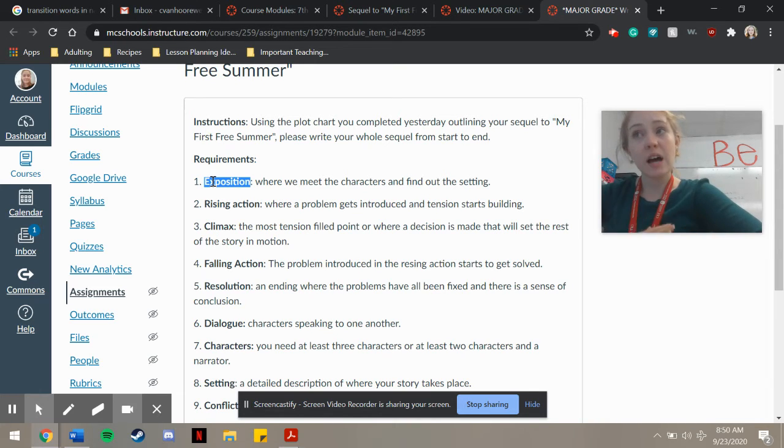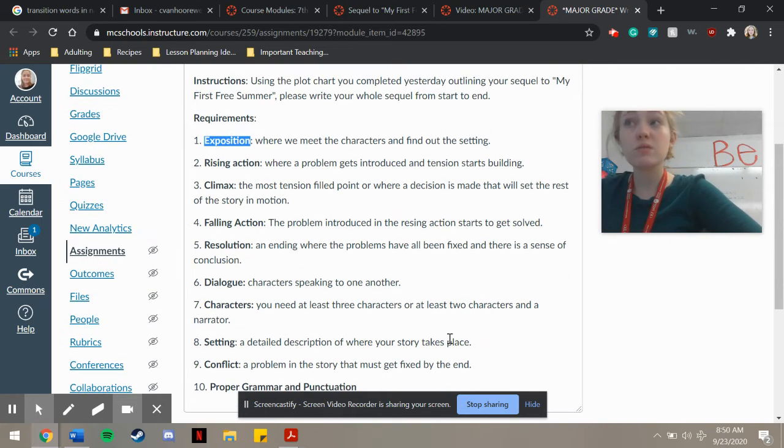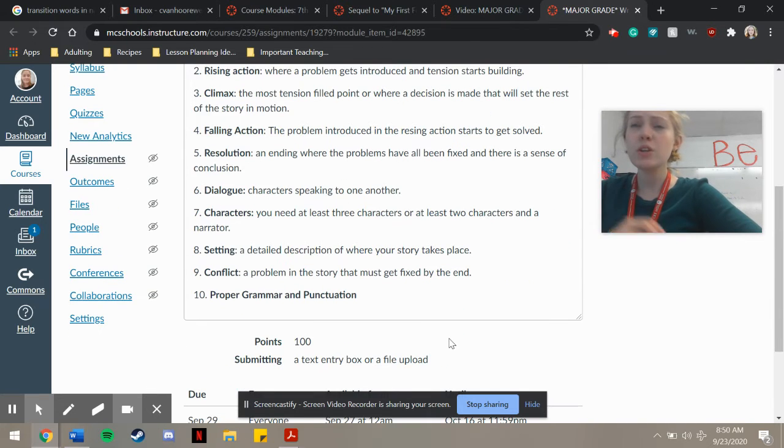Then you need to include dialogue, which we also practiced last week. You need to include at least 3 characters, or at least 2 characters and a narrator. You need to include a detailed description of where your story takes place. And then you need to have at least 1 conflict, potentially more, in your story in order to actually have a story in the first place. All of this needs to be written with proper grammar and punctuation. Please do not have fragments and text language lingo in this.